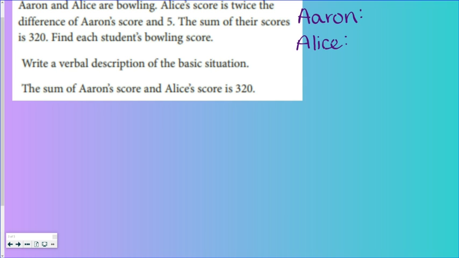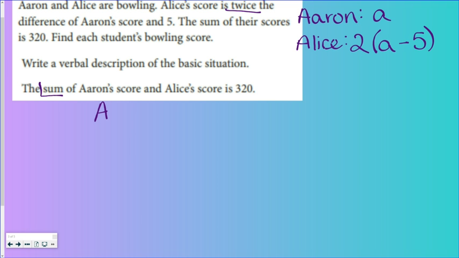So they told us a lot about Alice's score. We know it's twice the difference of Aaron's score, but we don't know what Aaron's score is. So Aaron is going to be our variable. I'm going to let him be A. From there, we know Alice's score is twice the difference of Aaron's score and 5. So the difference is going to be subtraction. So A minus 5. And then twice that means we're going to have to multiply by 2. So that's the expression for Alice.